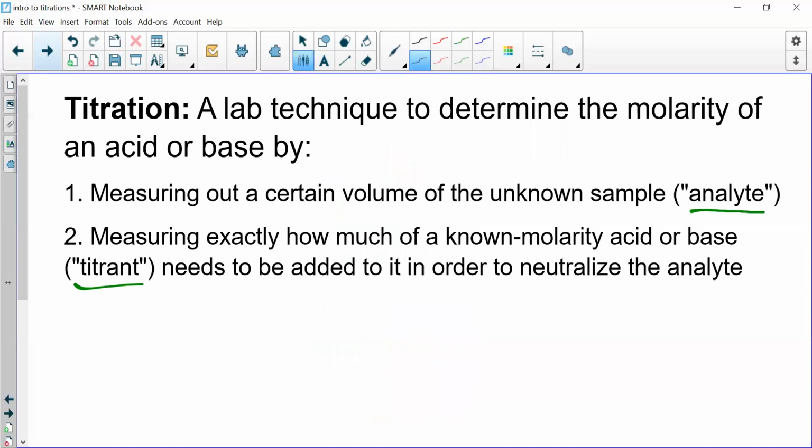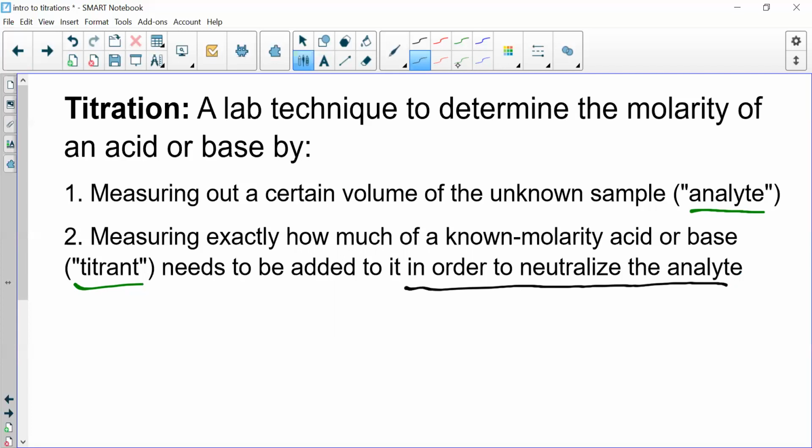How do we actually do this? How do we know? Well, it says here you figure out how much of the known molarity acid or base needs to be added in order to neutralize the analyte. Remember, an analyte is either an unknown acid or an unknown base.